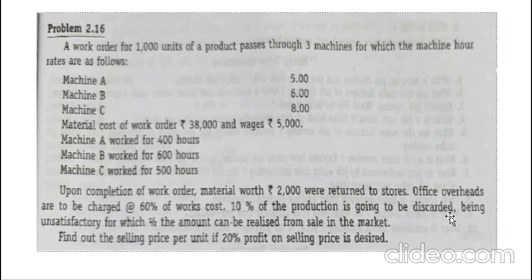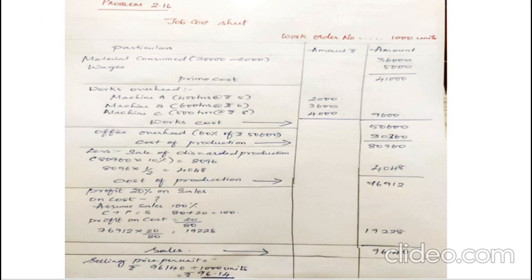Fine, that will not damage the cost sheet, but what they have followed with is, being unsatisfactory, half the amount can be realized from the sale in the market. They have told that the removed portion, half of it, can be sold in the market. So let's find out, with the cost of production we have calculated, what is the production which is removed out of that 10%. After that, they are selling half of it. So let's get into the calculation.